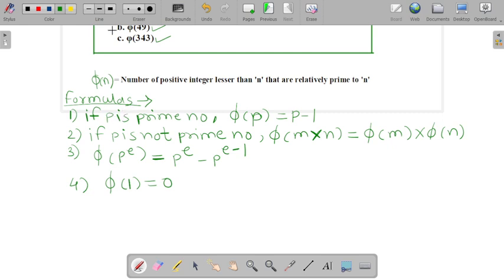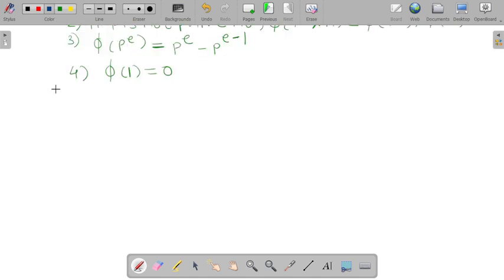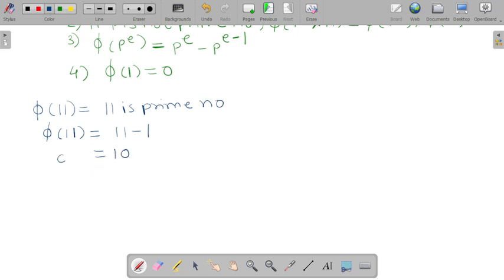Now first of all, we will solve our first example, that is phi of 11. First we have to check whether 11 is a prime number or not. So 11 is a prime number. For a prime number, we write phi of 11 is equal to 11 minus 1, that is p minus 1, and we get the answer 10. So phi of 11, the value of this totient function, is 10.